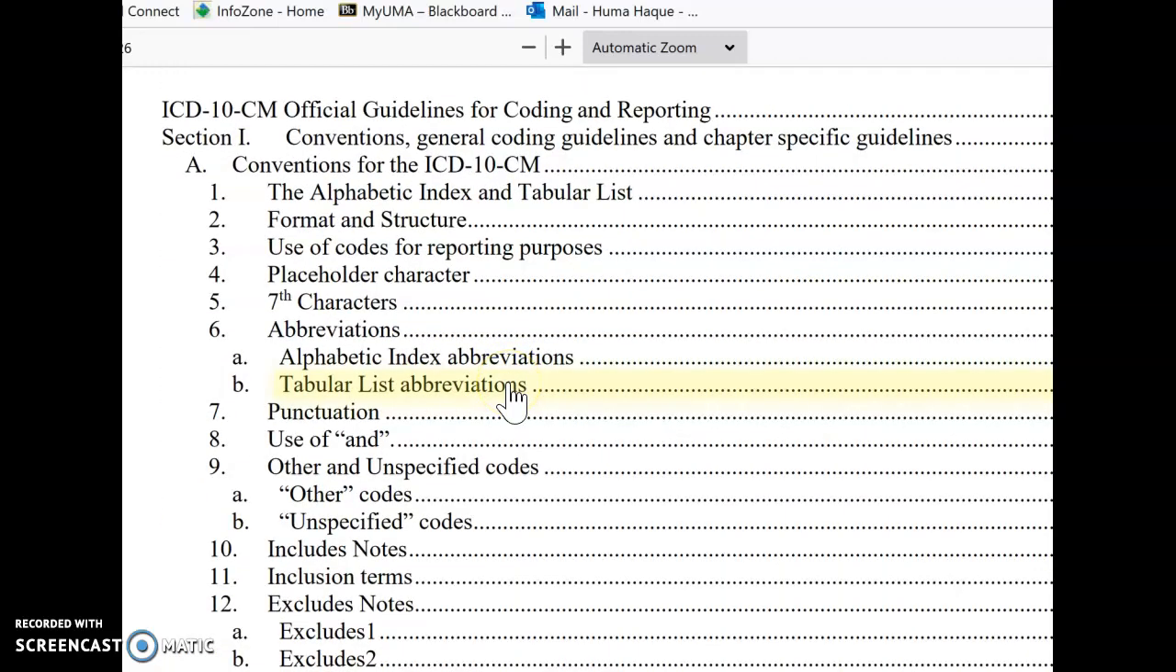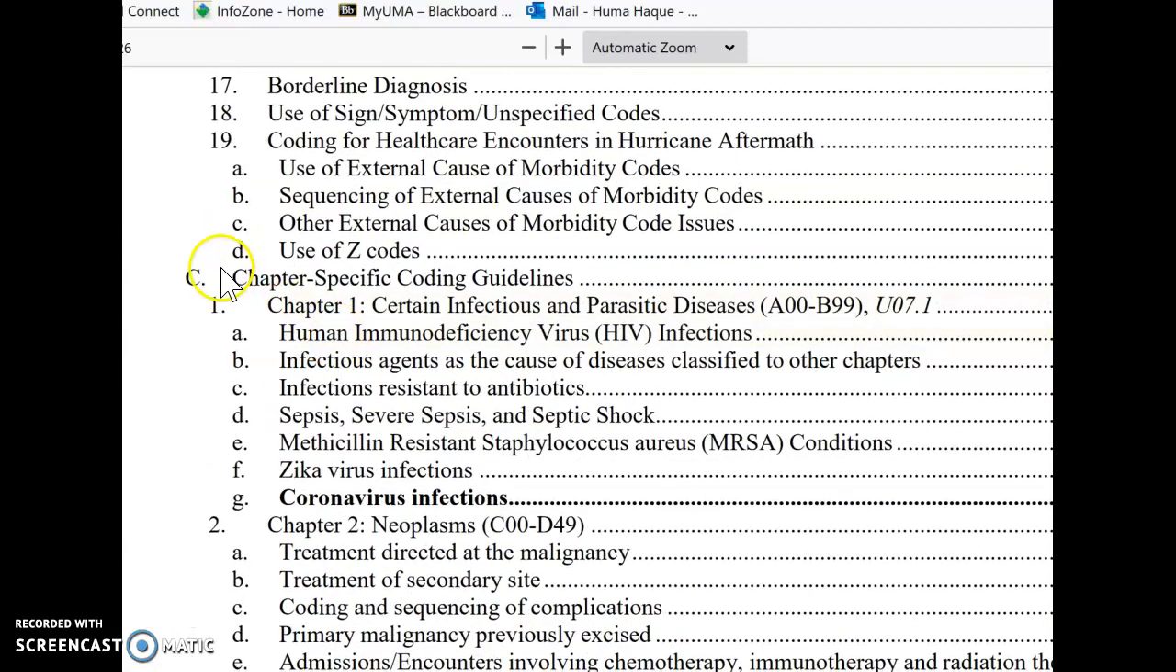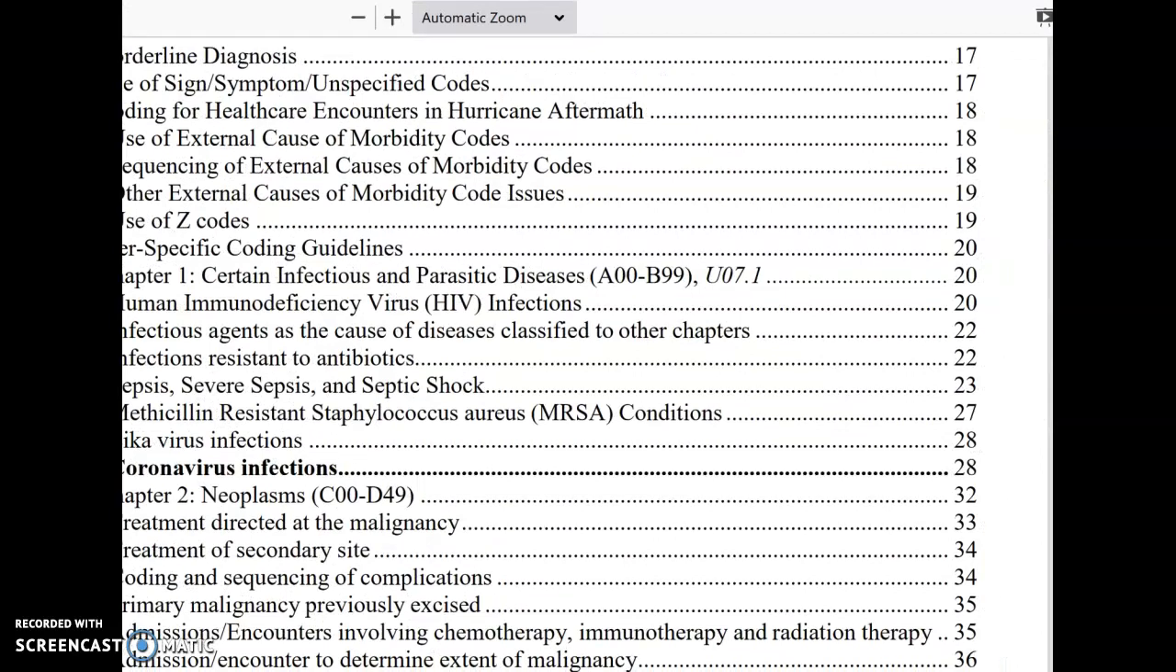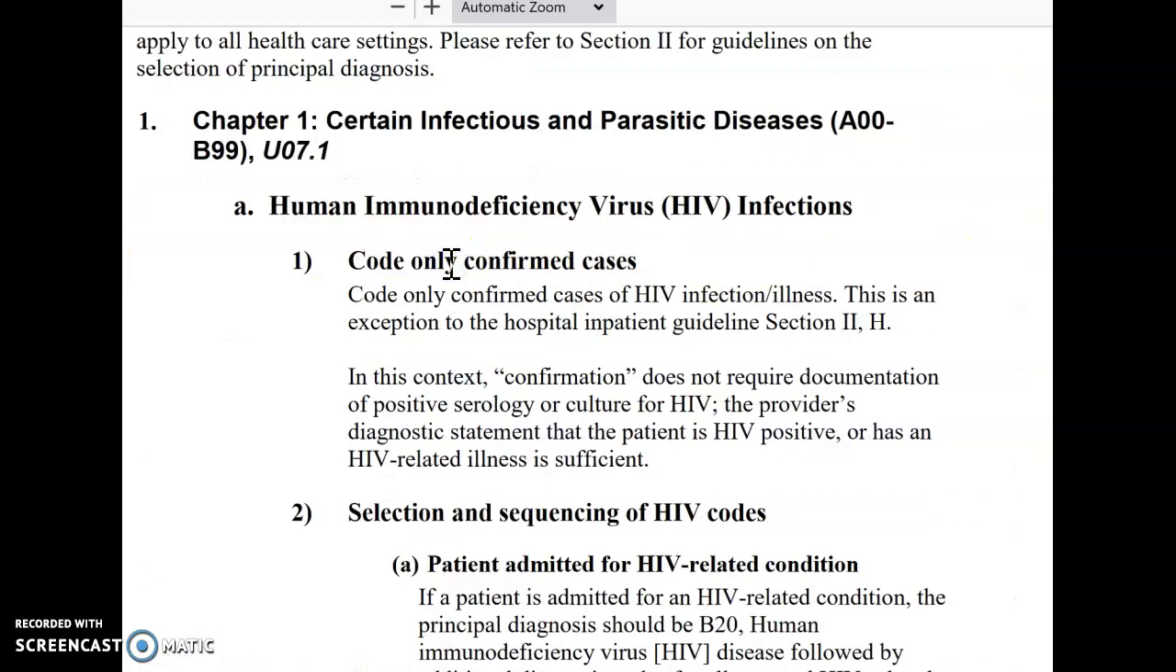So section 1, and then it says C. So that means I am following A, I'm following B, I am following C, and under C I have I. So do you see how I'm going IC1, right? IC1 is taking me to chapter 1, certain infectious and parasitic guidelines. And this is on page, what page is that? 20. Okay, so I'm just going to click on it and it's going to take me there because I'm online. As you can see, I'm on chapter 1 now, and this is for infectious and parasitic diseases in your coding guidelines section of ICD-10 coding manual.